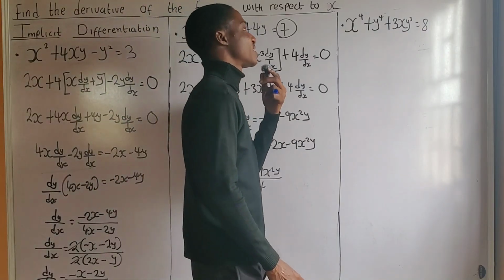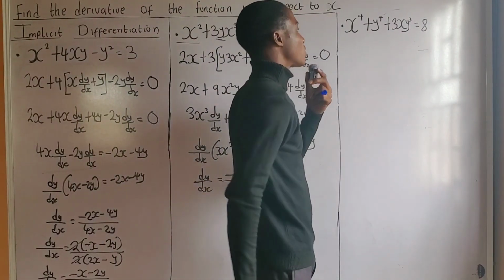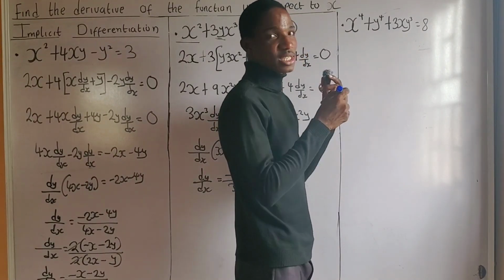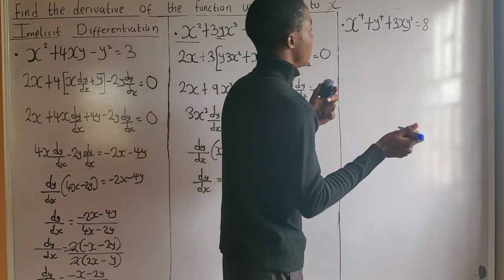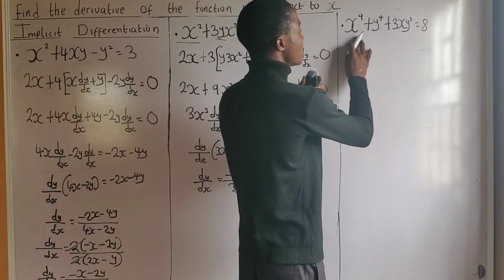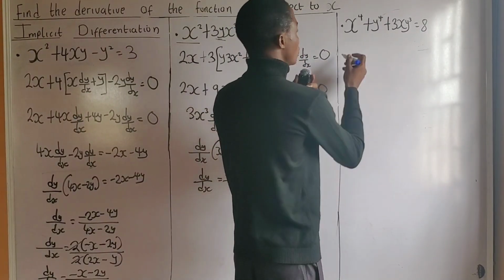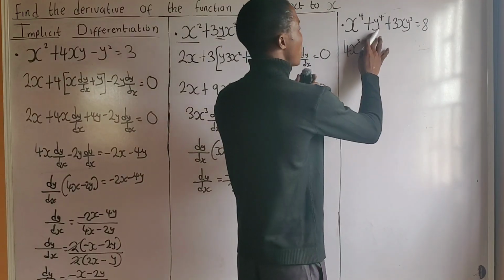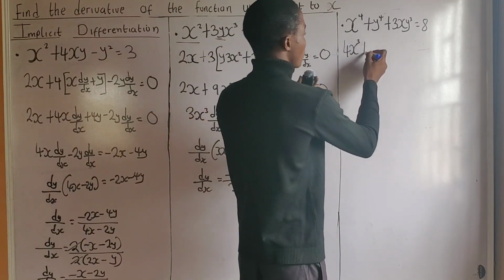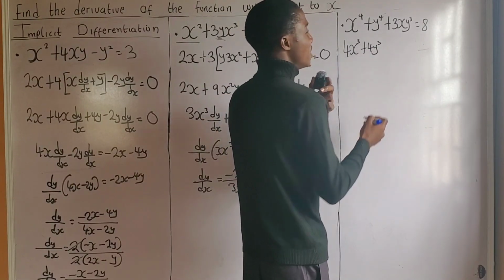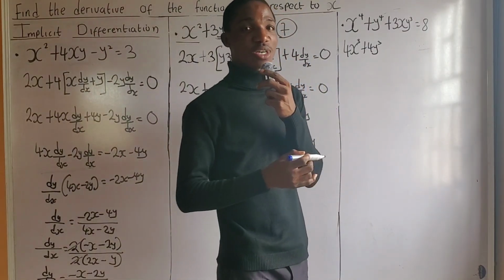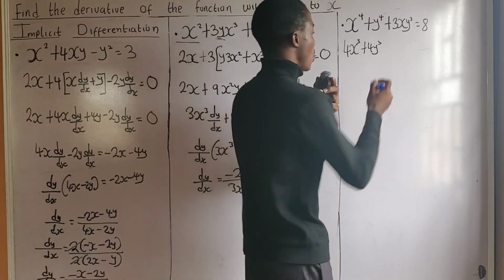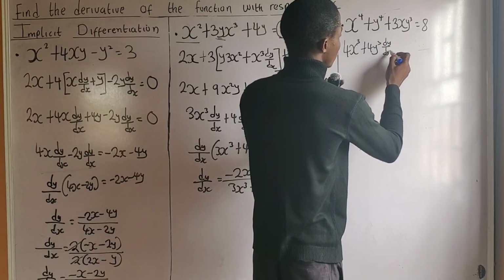We are asked to differentiate x raised to the power of 4 plus y raised to the power of 4 plus 3xy raised to the power of 3 equals 8 with respect to x. Now, differentiate x raised to the power of 4. You're going to have 4x raised to the power of 3. Differentiate y raised to the power of 4. You're going to have 4y raised to the power of 3. Now, because we are differentiating y with respect to x, I'm going to multiply this derivative by dy over dx. So I'm going to have this dy/dx.